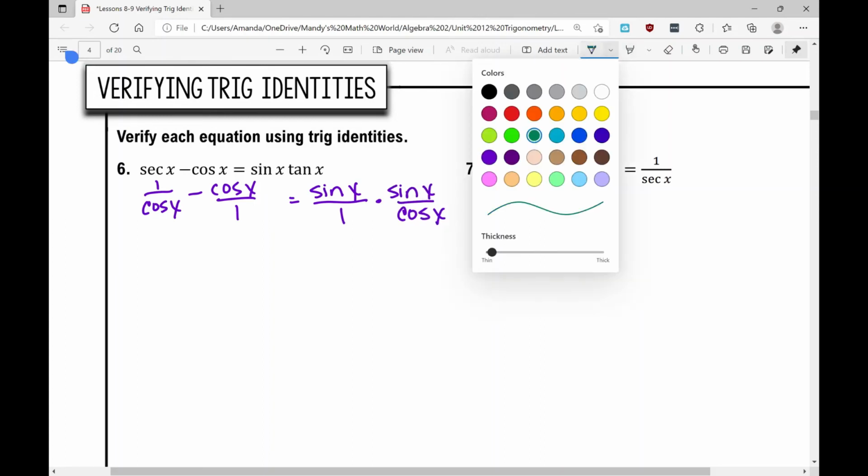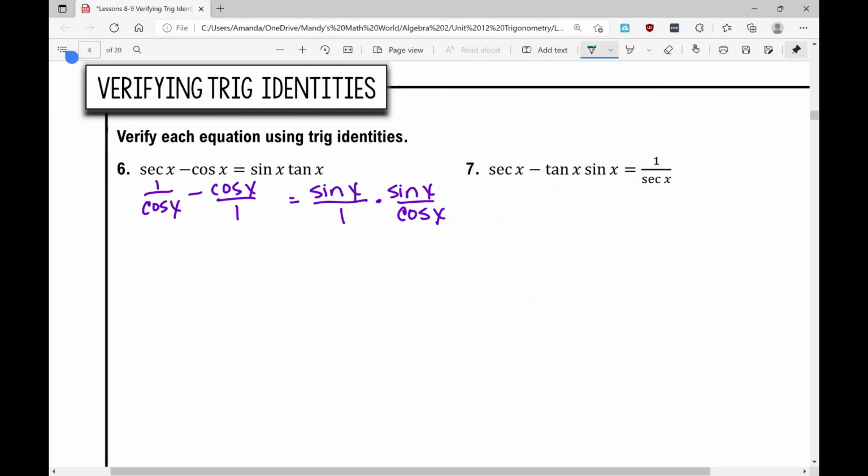Let's move on to our next step. When I'm adding or subtracting fractions, get a common denominator. What does the common denominator need to be up here? It needs to be cosine. Well, I don't need to change that left fraction, but the one on the right here, I need to multiply this denominator by cosine in order to get that denominator to be the same. What I do to the bottom, I need to do to the top.